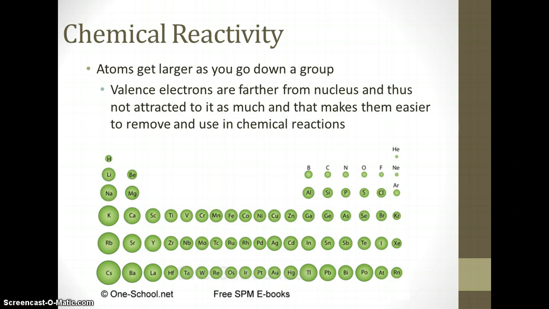Now, chemical reactivity, we kind of already touched on, but we'll go over it again here. Again, as we're talking about valence electrons, as atoms go down a group and get larger, the amount of reactivity they will incur will become larger. That's because the valence electrons, again, are farther from the nucleus. And therefore, they're not attracted to the nucleus as much, and so they're a lot easier to remove. And when you remove them and you're able to share them with other atoms, then you have these chemical reactions occur. And so that's why, as we look down a group, we can see the chemical reactivity increases more and more and more.